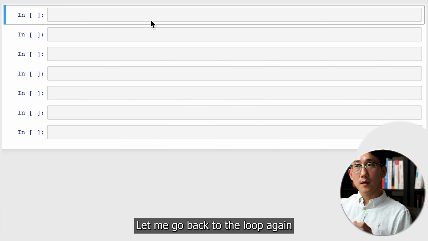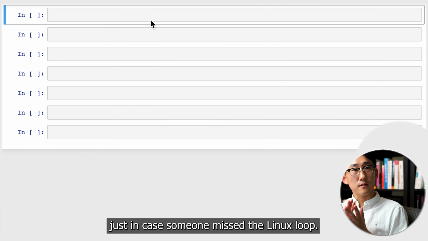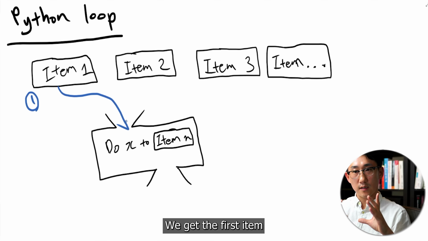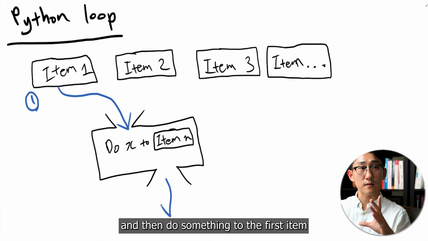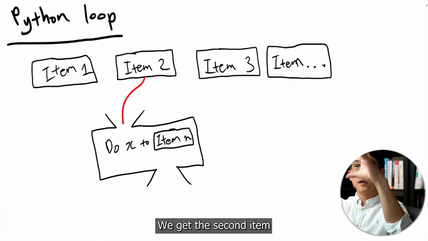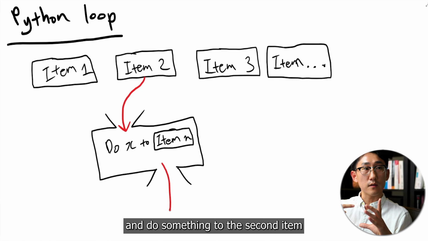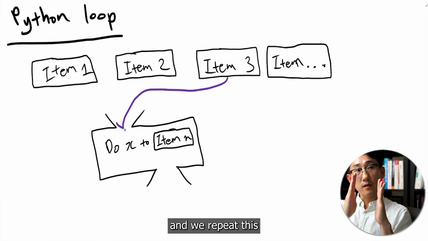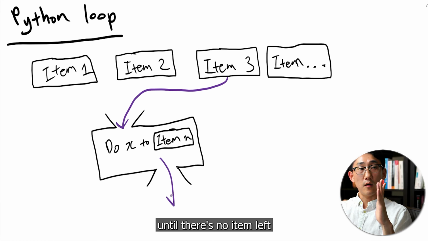Now it's a loop. But let me go back to the loop again, just in case someone missed the Linux loop. A loop is simply repeating something, getting an item from a list and doing something. In the first loop, we get the first item and then do something to the first item. In the second loop, we get the second item and do something to the second item. And we repeat this until there's no item left. Okay? That's what a loop is.